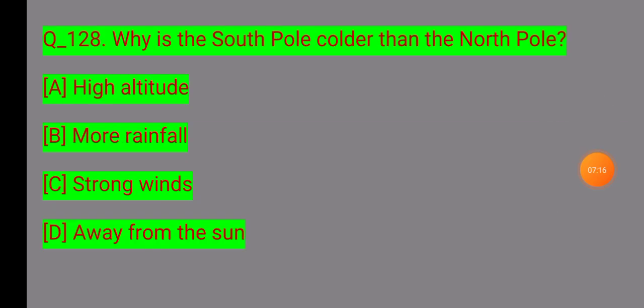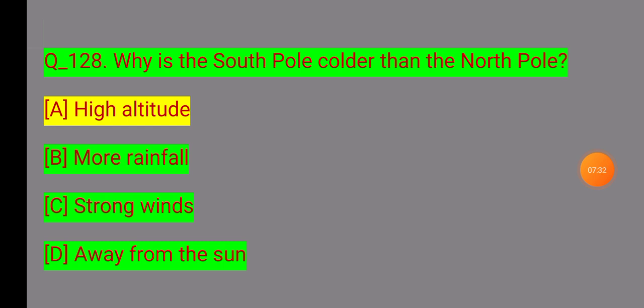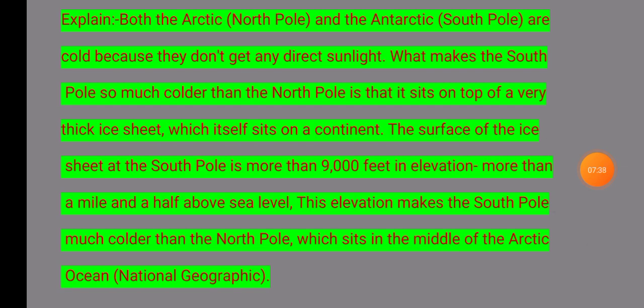128 number question. কি বলছে: why is the south pole colder than the north pole? এই চারটি অপশনের মধ্যে কোনটি হবে? Number A, high altitude, the south pole is colder than the north pole. 128 number question explain: both the Arctic or North Pole and the Antarctic or South Pole are cold because they don't get any direct sunlight.